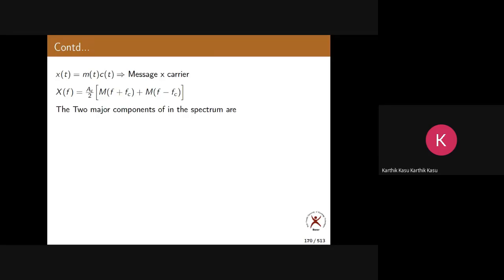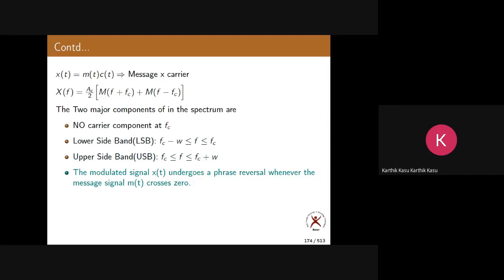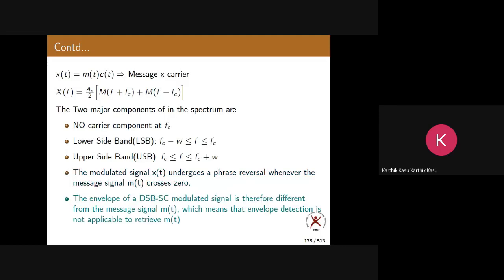Now here we have only two components in the spectrum because the carrier is suppressed. What are the two components? Upper sideband and lower sideband. So there is no carrier at fc, that is being suppressed. That is an important thing of DSBSC, correct?